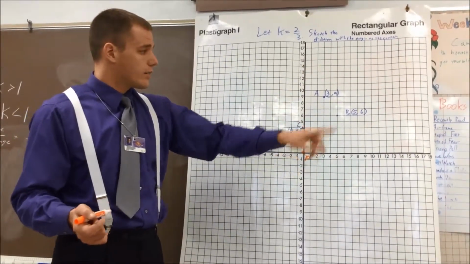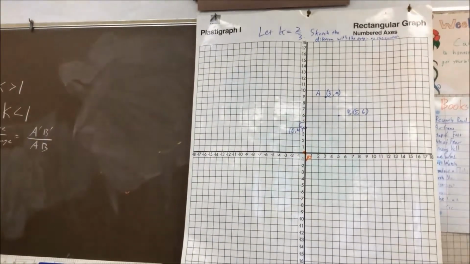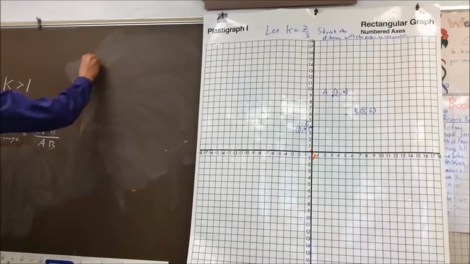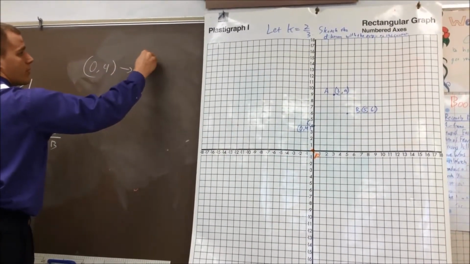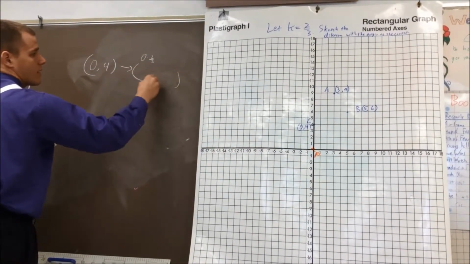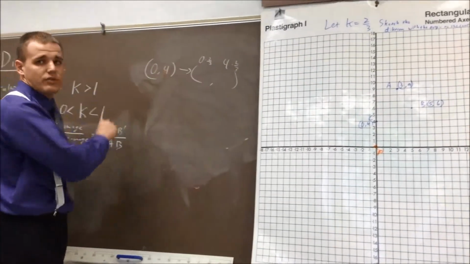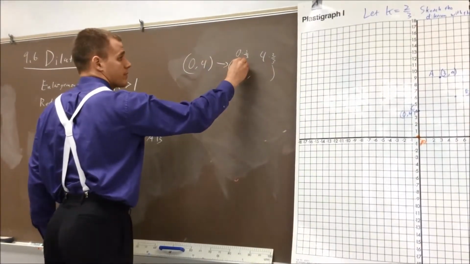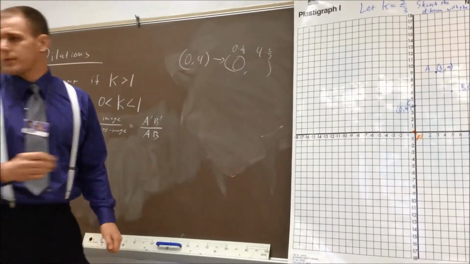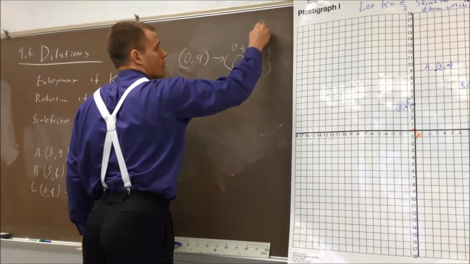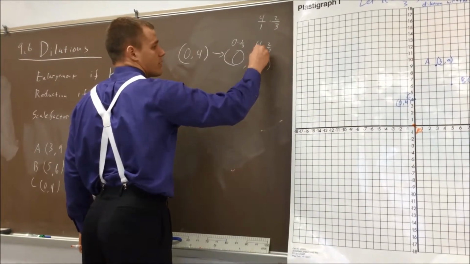So let's start with C here. That's fine. So C is 0, 4. I'm going to take the 0 times 2/3 and the 4 times 2/3. All right, well, 0 times 2/3 is still what, everybody? 0. And 4 times 2/3, I don't need a calculator for that, do I? Because I know that's 4 over 1 times 2 over 3. If I multiply, well, that's going to be 8/3.